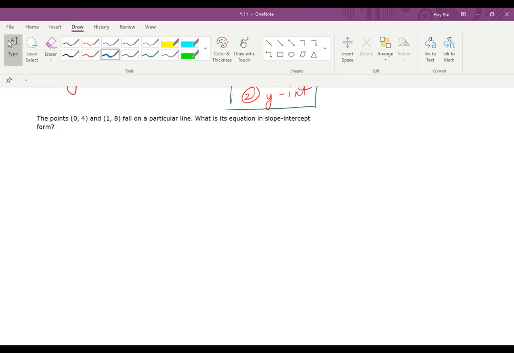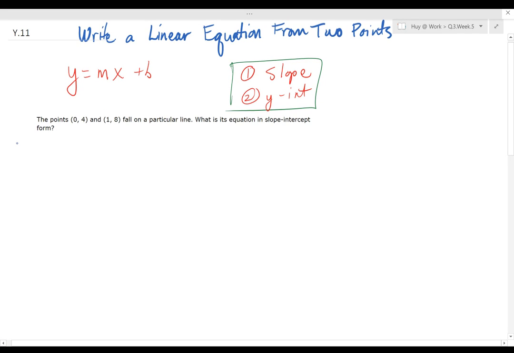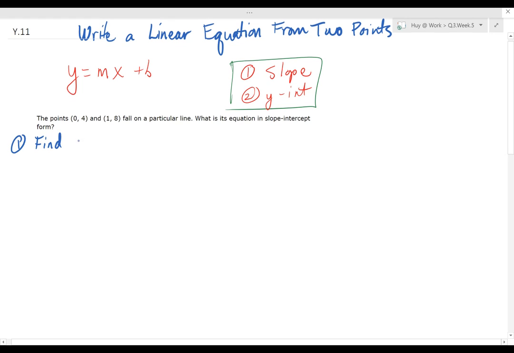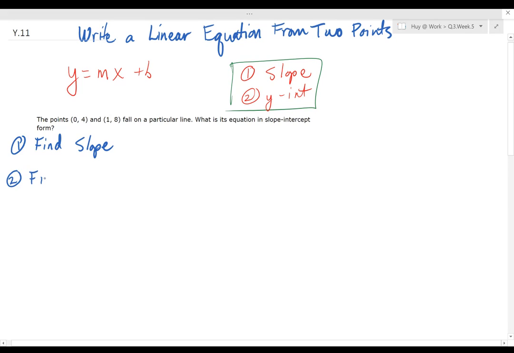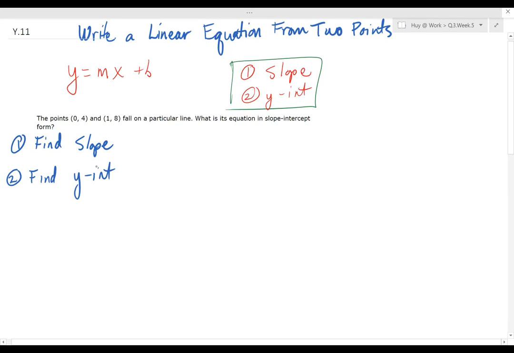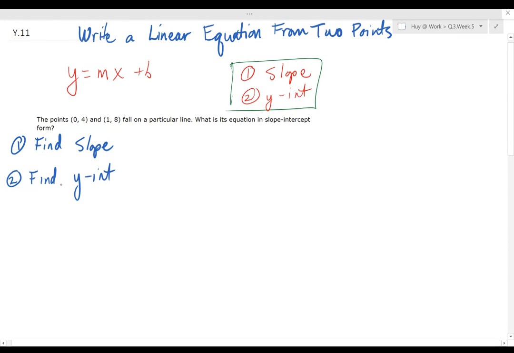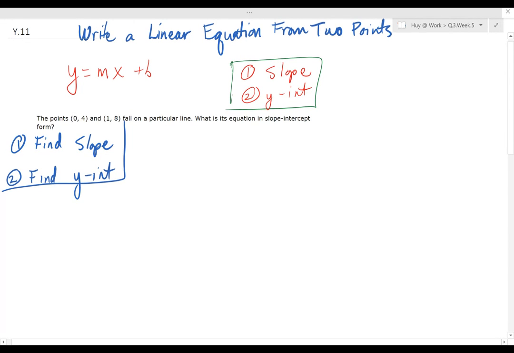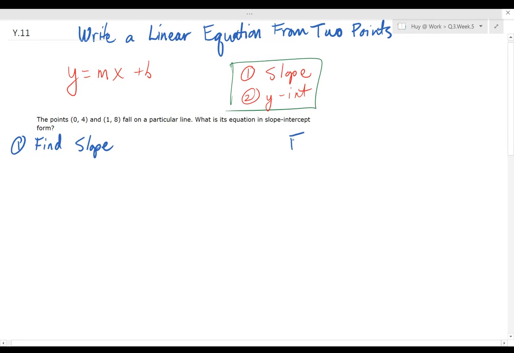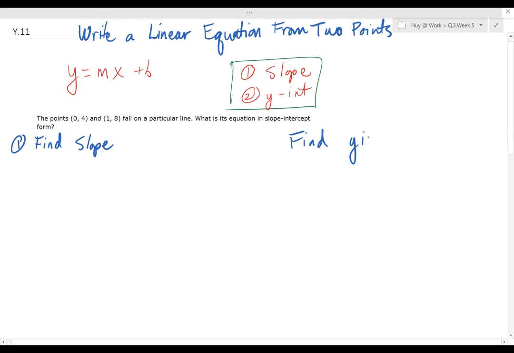So if you need your steps to solve this, step 1, find slope. Step 2, find the y-intercept. All right, only 2 steps. Easier said than done. So what I'm going to do is show you how step 1 looks. Oh, actually, let me reorganize this. And then find y-intercept.